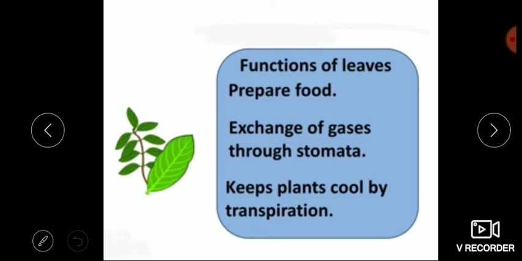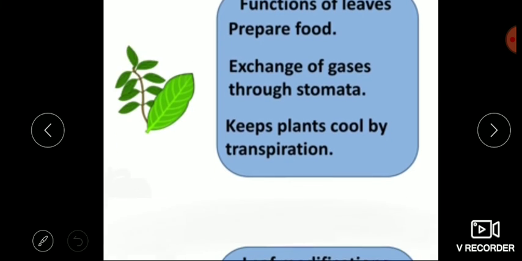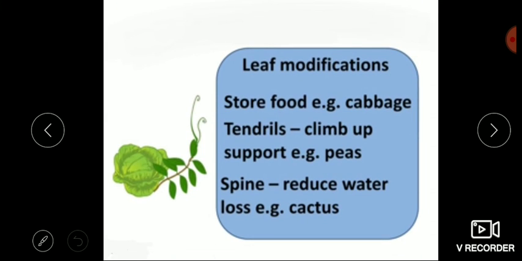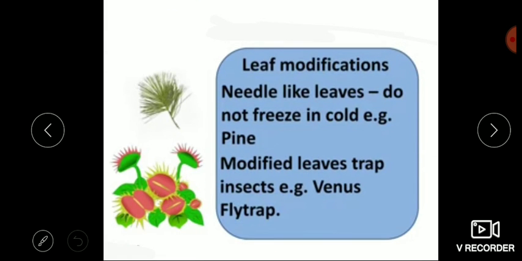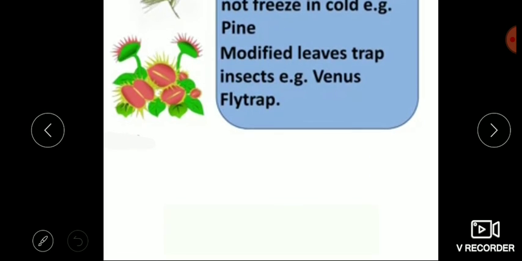So, you have to remember the functions of leaves: prepare food, exchange of gases through stomata, keep plants cool by transpiration. Leaf modifications: store food, example cabbage; tendrils climb up support, example peas, grapes, etc.; spines reduce water loss, example cactus; needle-like leaves do not freeze in cold, example pine; modified leaves trap insects, example Venus flytrap.